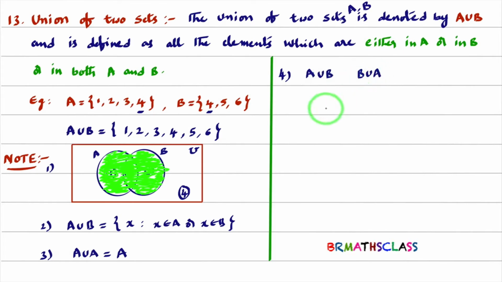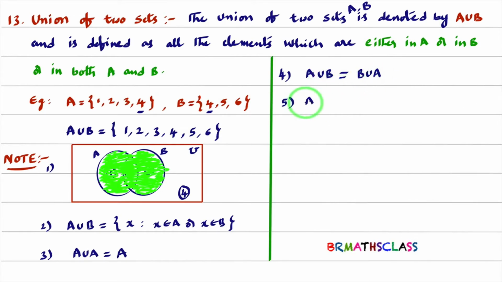Are they equal or not equal? What do you say about A union B and B union A? Is A union B the same as B union A? What is B union A? B union A is the set which contains the elements which are present in B or in A or in both A and B. So here we can easily understand that in sets, A union B is the same as B union A.